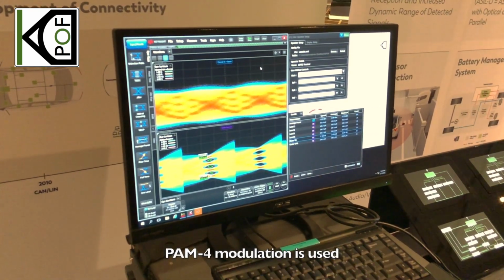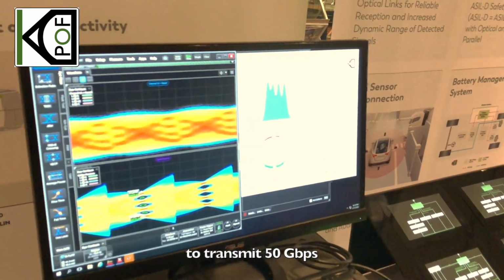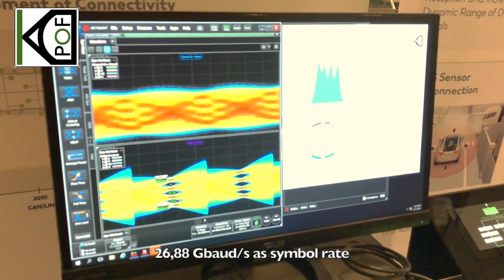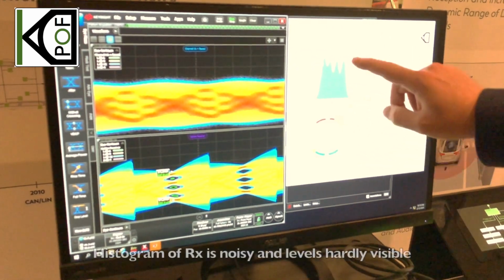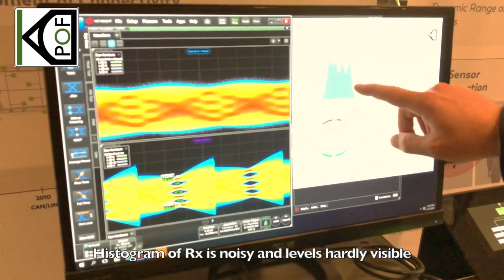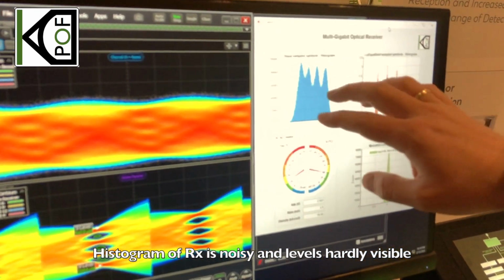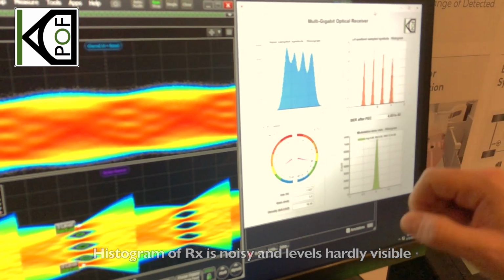We are using a PAM4 modulation to transmit 50 gigabit per second. We use 26.88 gigabaud as a symbol rate, and we can see the histogram of the input signal where perhaps you can distinguish the 4 levels, but it's very noisy and the signal is very distorted.